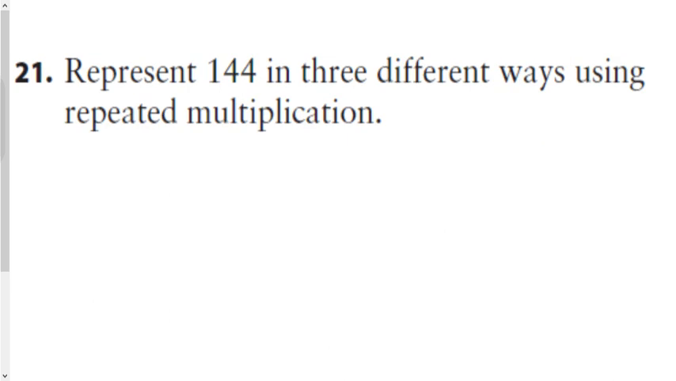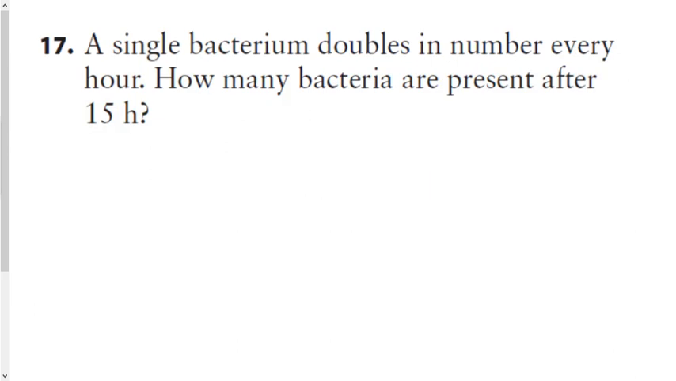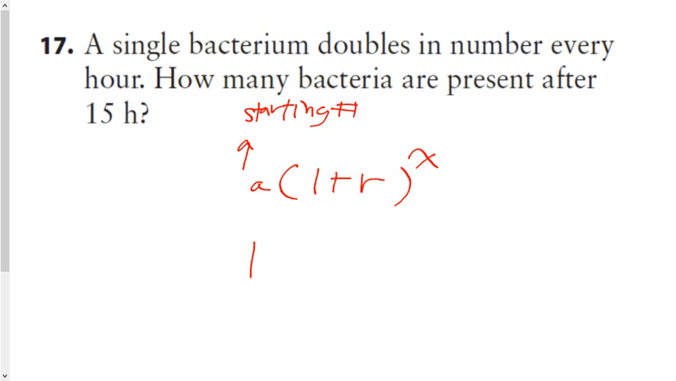Oh, I think that's all we have left here. I guess what's question 17 says a single bacterium doubles every hour. How many bacteria are present after 15 hours? Okay, so for question 17, when we have our formula, it says a single bacterium doubles every hour. How many bacteria are present after 15 hours? So A is going to represent our starting number. And how many bacteria do we start with? So when we substitute that, we're going to put the number 1 down here.